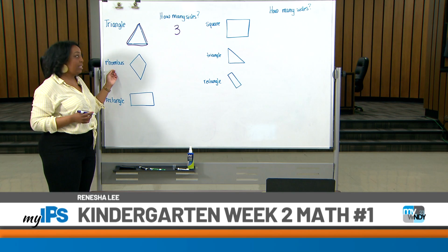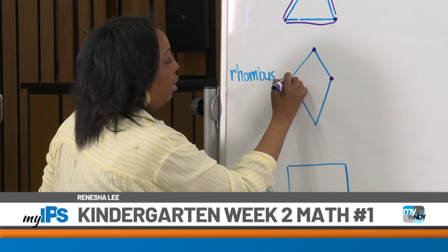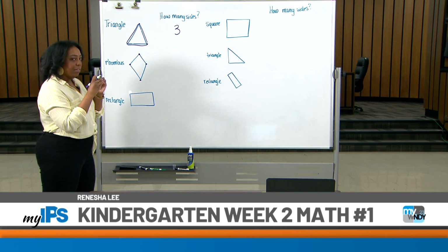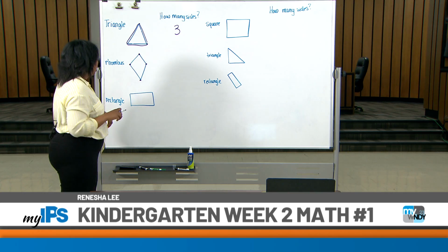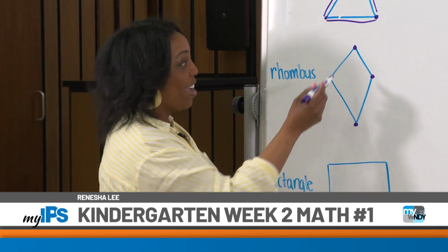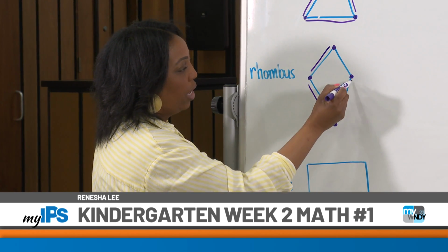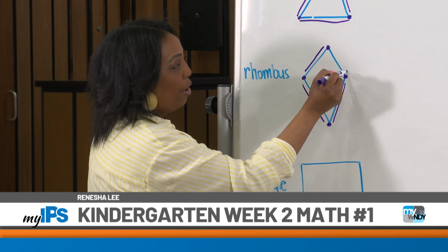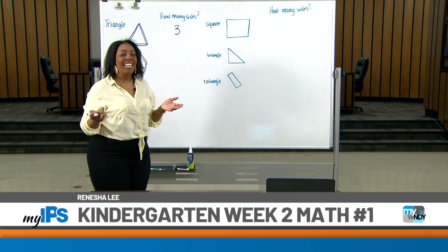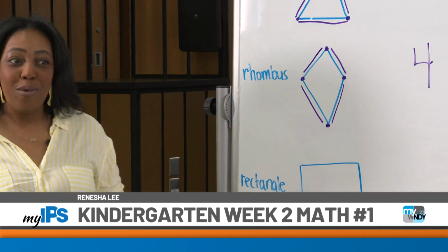Next, we have a rhombus. So here I would suggest that you label the vertexes where they actually are, like I said, those places where 2 sides connect. And you're going to go around and you're going to count those sides with me. So let's do it. Ready? 1, 2, 3, 4. So how many sides are there? 4 sides. Correct. You guys are great. So now we have 4.